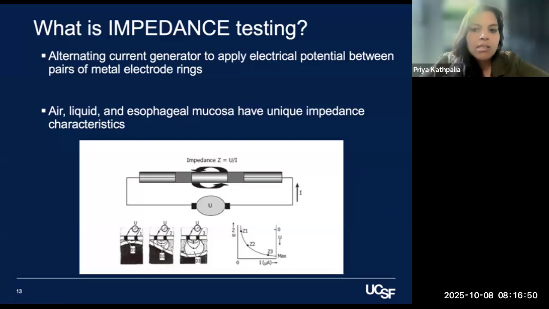Air is very resistant to current flow and so has a high impedance value, whereas saline or gastric contents have relatively low resistance to flow and so have low impedance value. Esophageal mucosa itself has an intermediate impedance range and so serves as a baseline during monitoring.